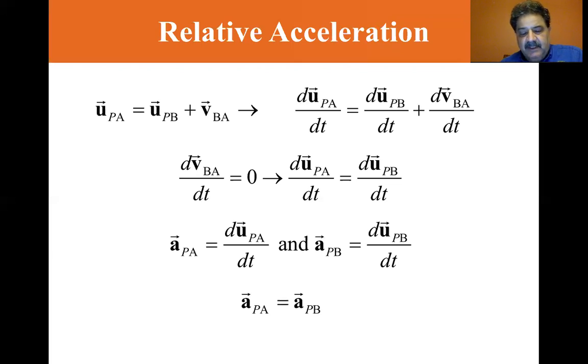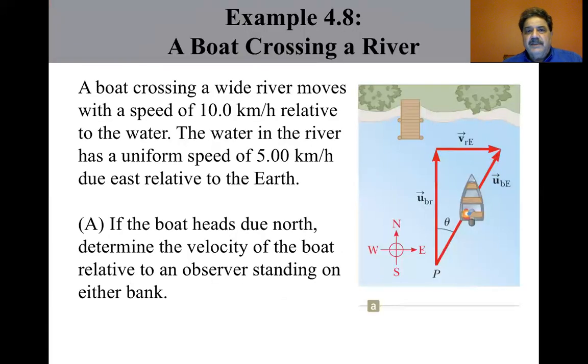All right, let's look at an example. And if I were to give you a problem, it would be on the simplicity of something like this, this boat crossing the river problem. A boat crossing a wide river moves with a speed of 10 kilometers per hour relative to the water. The water in the river has a uniform speed of 5 kilometers per hour, due east relative to the earth. If the boat heads due north, determine the velocity of the boat relative to an observer standing on either bank.